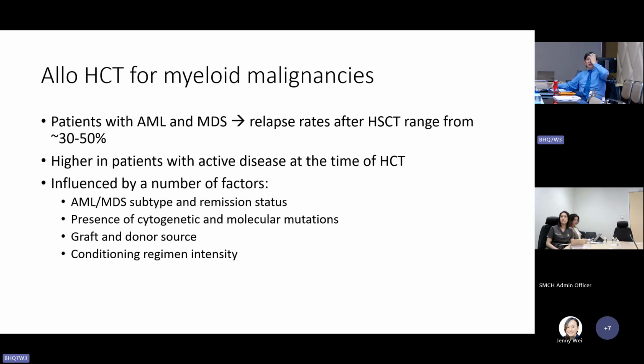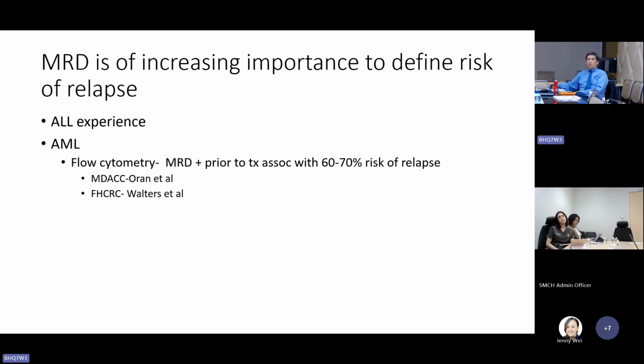And so we know that your outcome of allogeneic transplant is influenced by your subtype of AML, your remission status, what type of mutations, what graft source you used. Did you use cord blood? Did you use peripheral blood stem cell? Did you use bone marrow? And of course, the intensity of your conditioning regimen. And it is increasingly recognized that MRD in myeloid malignancy is important to define risk of relapse.